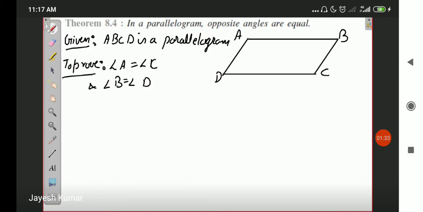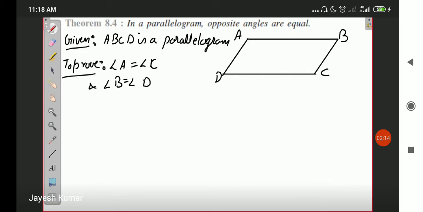One way is that you first draw diagonal BD and prove that these two triangles are congruent. And by CPCT, you will be able to say that angle A and angle C are equal. Secondly, you draw another diagonal and then prove both the triangles congruent, easily proven. We have proved that two times. Then you will say that these two angles are equal by corresponding parts of congruent triangles. This is one way of doing it. The other way can be like this.